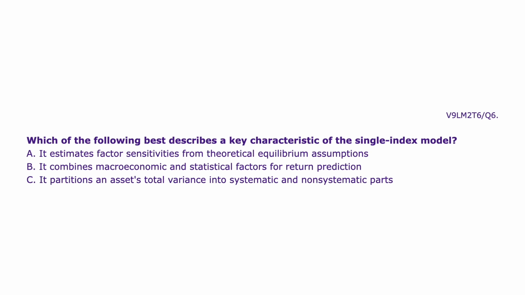Which of the following best describes a key characteristic of the single index model? A. It estimates factor sensitivities from theoretical equilibrium assumptions. B. It combines macroeconomic and statistical factors for return prediction. C. It partitions an asset's total variance into systematic and non-systematic parts.